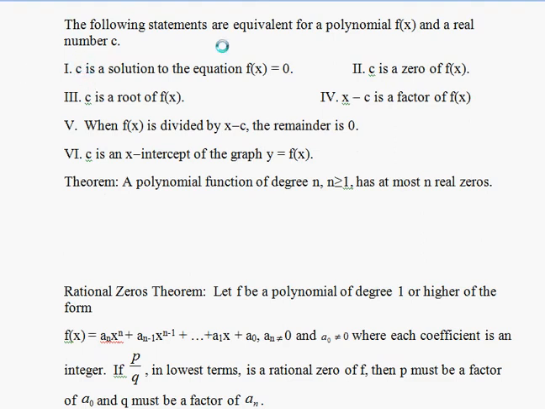So here are some statements regarding a function and a real value c. C is a solution to f of x equals 0. So if I take the function and set it equal to 0, that means c is going to be a value that gives you that. C is a 0 of f of x. C is a root of f of x. So these two, 0 and root, those two words are interchangeable. So therefore, if c is a 0, then that means x minus c is a factor of f of x. When x minus c is divided into f of x, your remainder is 0. That's the factor theorem right there. C is an x-intercept on the graph of y equals f of x. Okay.